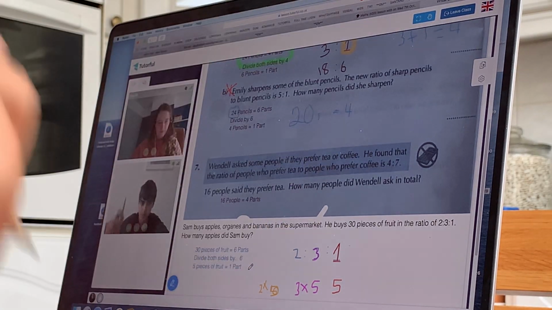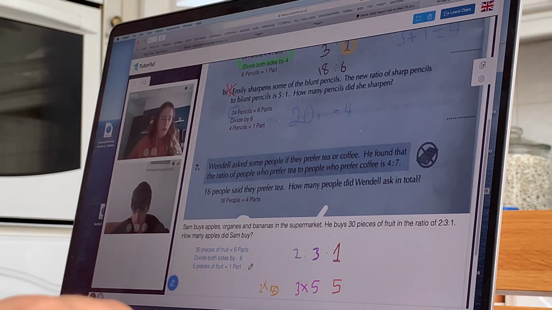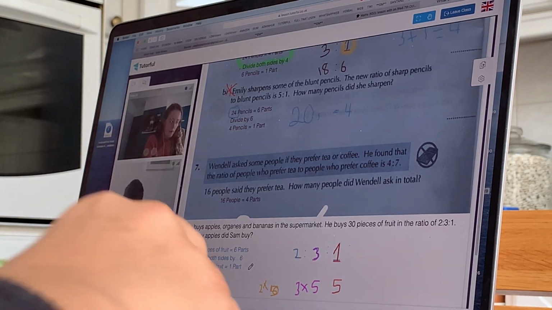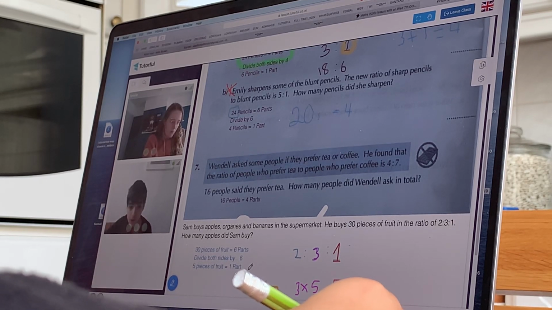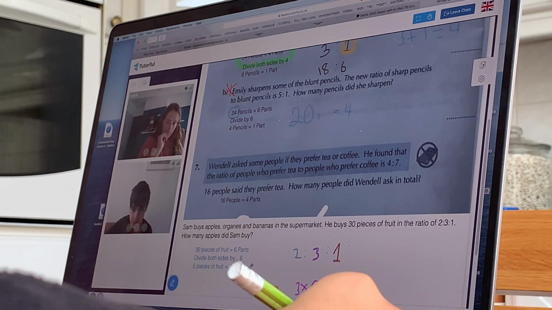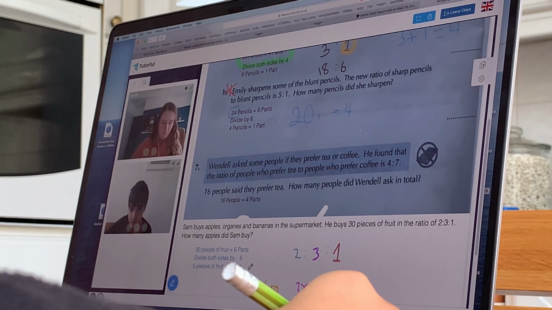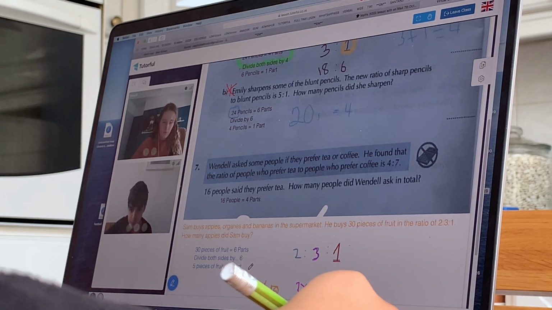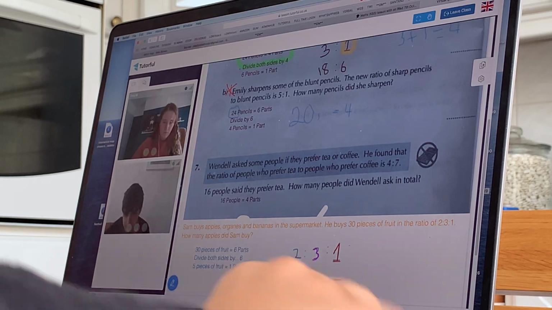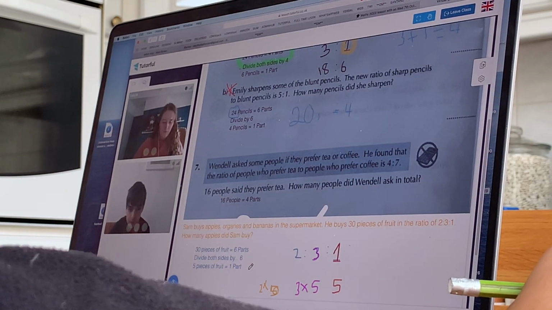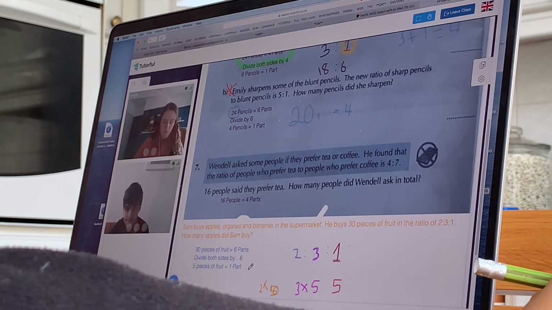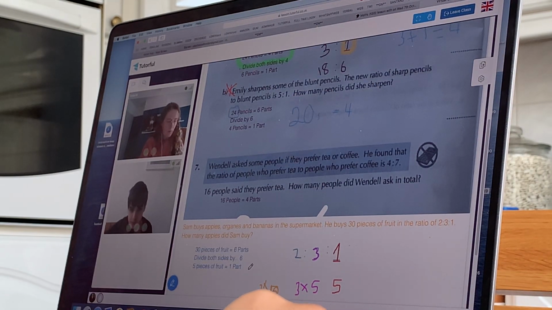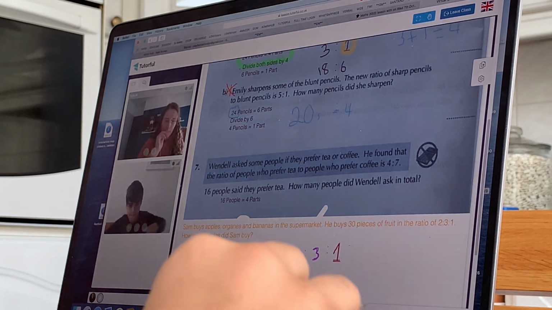Can I write one more? Yeah, go for it. So, there would be 10 apples. 2 times 5 will be 10, and then there'll be 15 oranges, and there'll be five bananas. Happy with that? Mm-hmm.